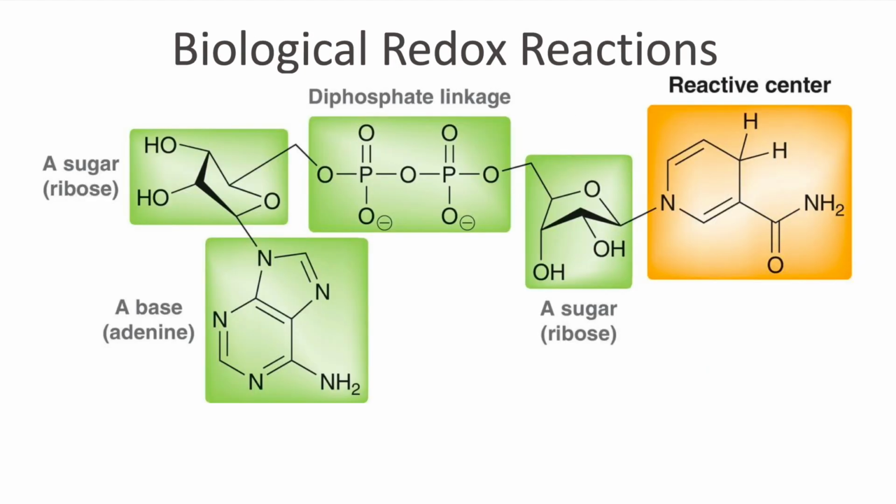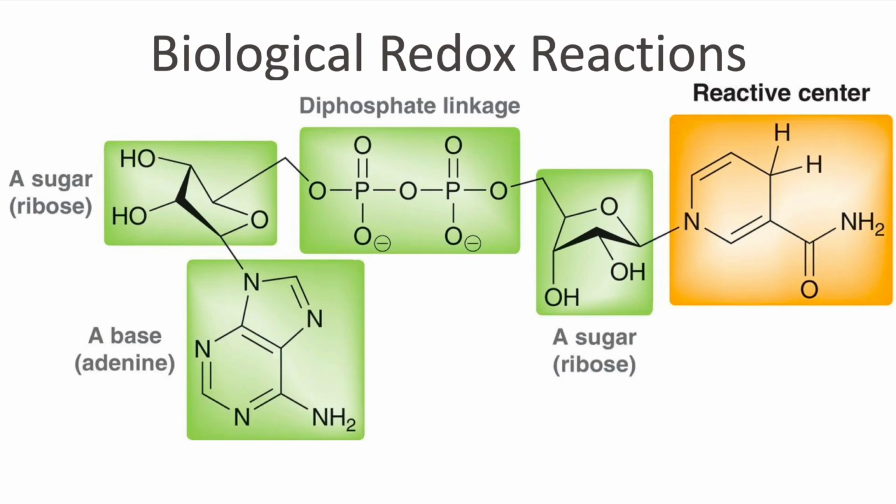So let's finally end this chapter by taking a look at how nature uses reducing and oxidizing agents, since we're talking about that so much in this chapter. So one example is NADH as a reducing agent. And the structure of NADH has different modalities. It has a base, this adenine. It has this sugar, the ribose. It has a diphosphate link and another sugar. Now, what is the important part of this reducing molecule is the reactive center outlined here in orange.